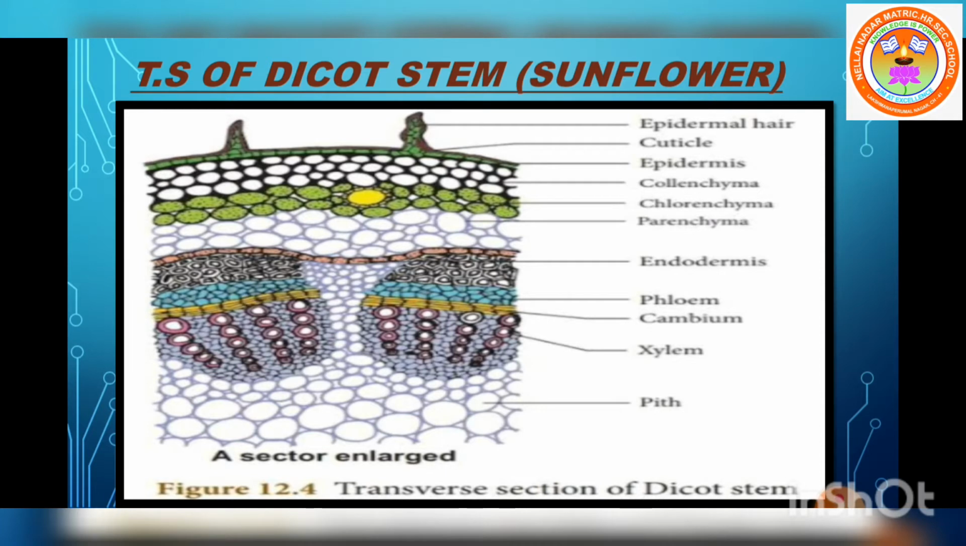The major function of epidermis: protection. Cuticle checks transpiration. What is transpiration? Loss of water in the form of vapor through aerial part of the plant body. That is called transpiration. Then stomata also play a prominent role in transpiration and gaseous exchange. Next, multicellular hairs.